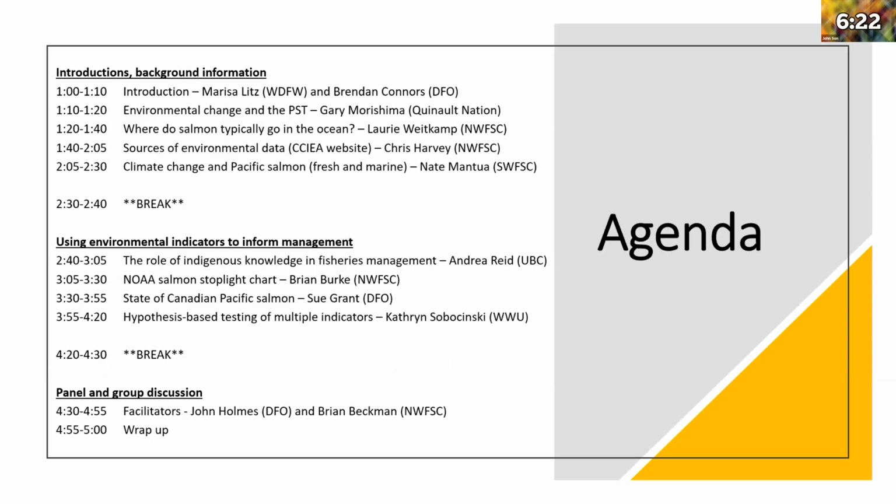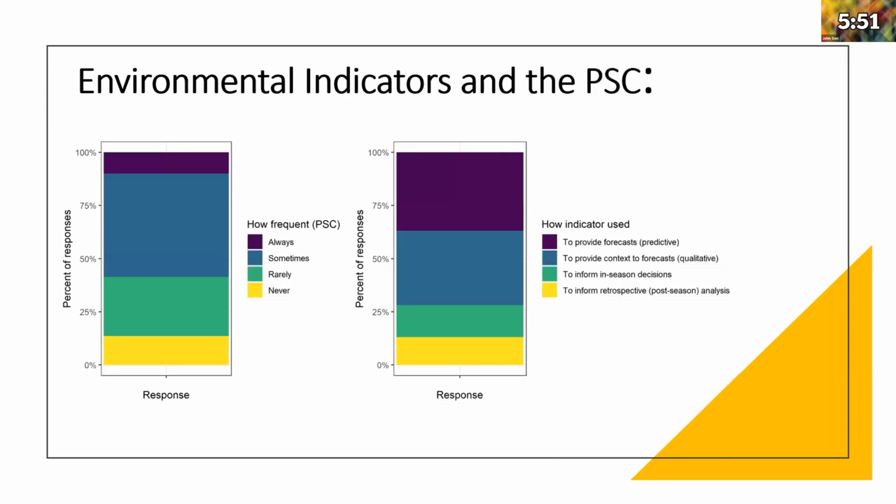We have a fairly packed agenda, broken into 3 sections with 2 short breaks. The first series of talks are introductory and background information. After a short 10-minute break, we're going to switch into more of an applied section of talks using environmental indicators to inform management. Lastly, we have half an hour for a panel and group discussion with all of the speakers.